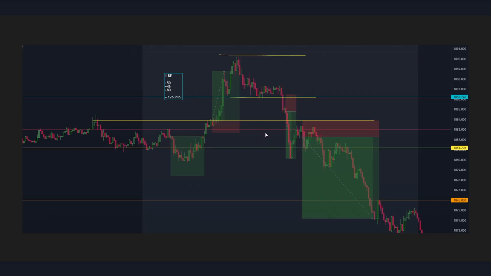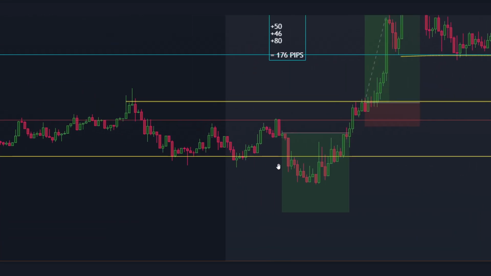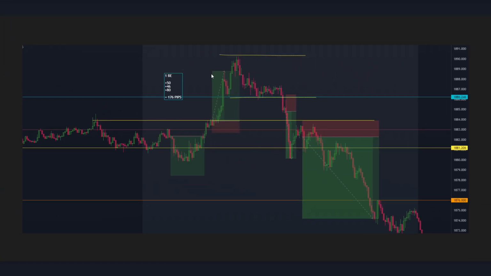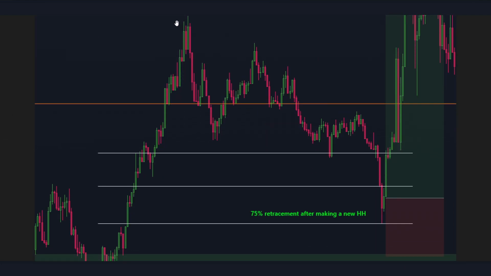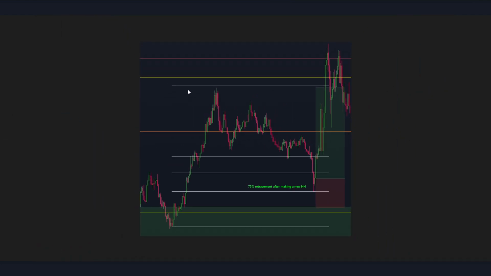And yes, price is not bearish yet. Price is bullish, this is just random. 75% retracement. This is, for example, lower time frame. On the lower time frame this is counter-trend because we are making a new lower low. But on the high time frame, this is bullish.